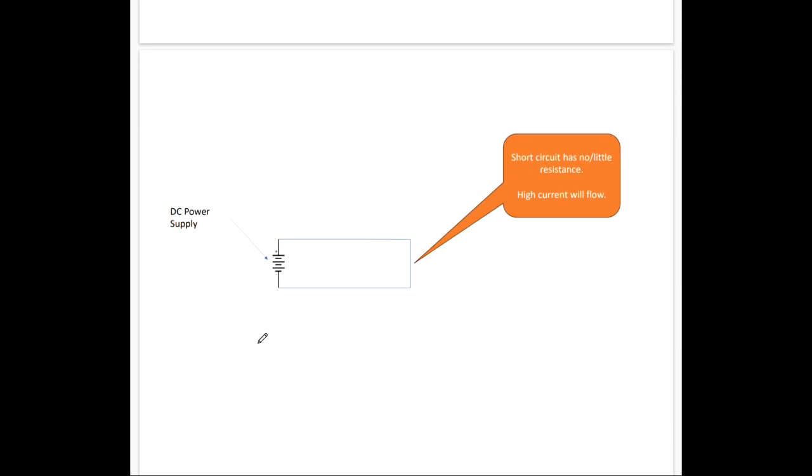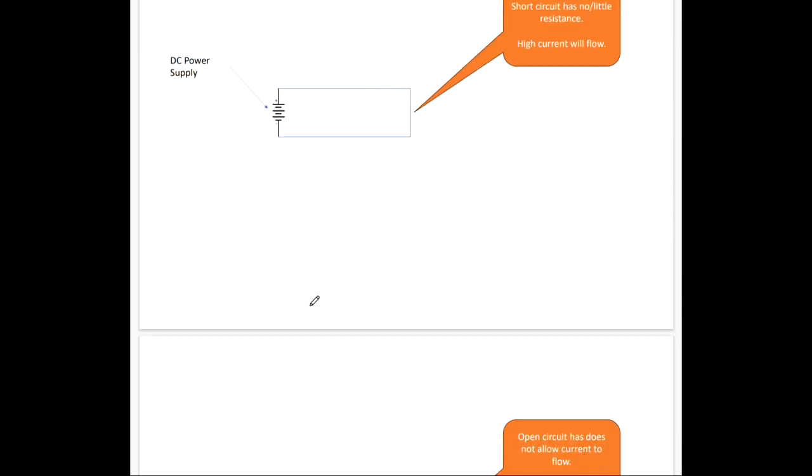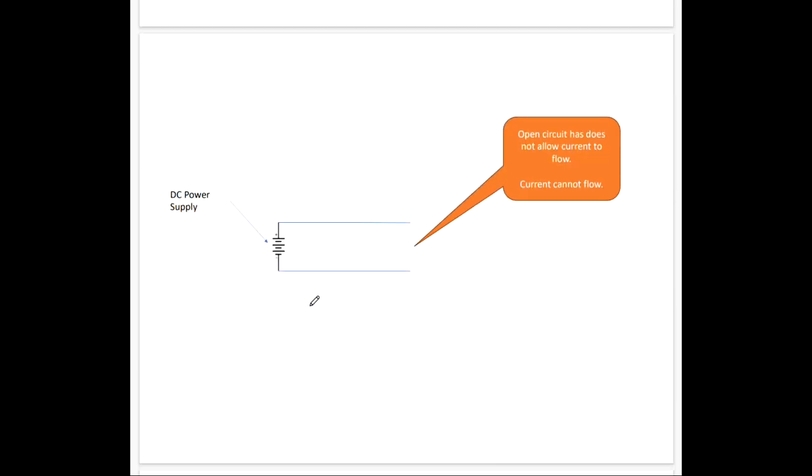And this is a depiction of a short circuit. And if you had a short circuit, an extremely high amount of current would flow and it would destroy things. Now, of course, an open circuit exists when there's no connection between, for example, the positive and negative terminals of your battery. And if you have an open circuit, you don't have a circuit at all. And no current can flow.